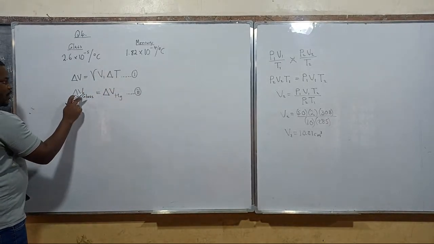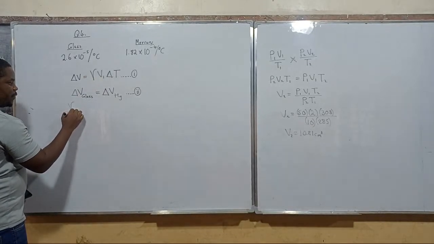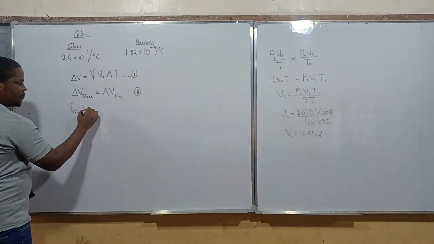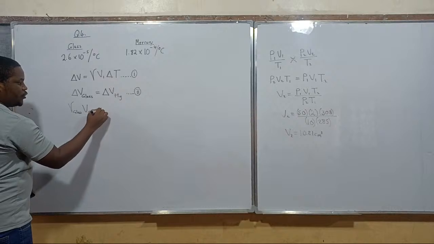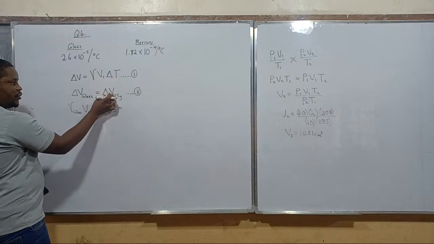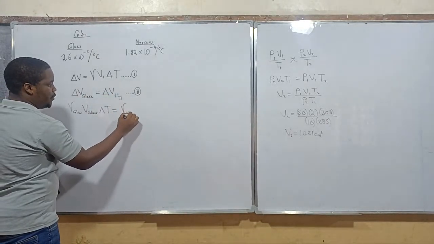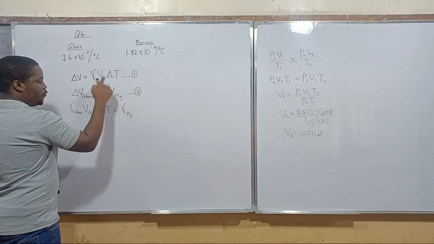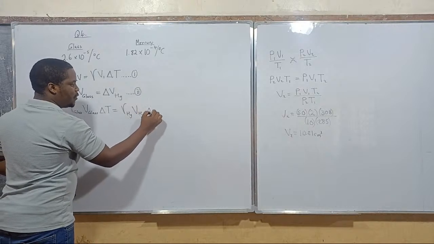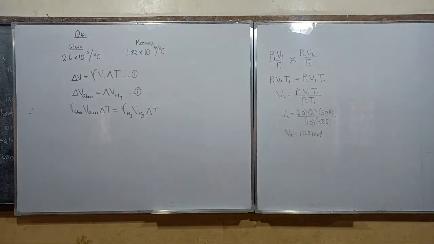We can say the same formula, which is gamma for the glass, times the volume for the glass, times the change in temperature, is equal to, when you come to mercury this side, where there's a change in volume for mercury, we can use the same formula again. So that is gamma for mercury, Hg, again times the volume for mercury, and then multiplying with the change in temperature. Okay, so that's what we have for now.